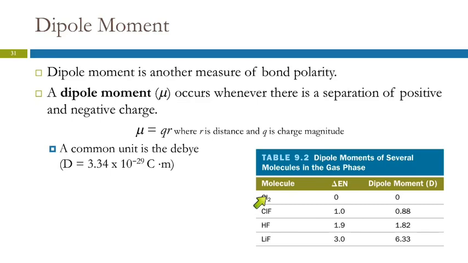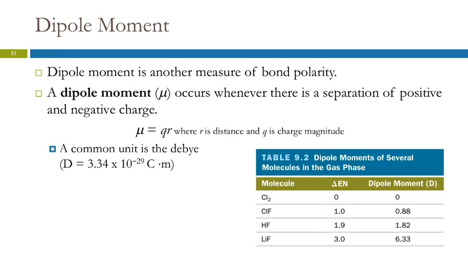So here's a table showing some different molecules, and we can look at the difference in electronegativity between the two elements, and we can also look at the dipole moment. So a chlorine molecule, we have two identical atoms. Is one going to be more attractive to the electrons than the other? No. So there's going to be perfect equal sharing between those two atoms. The difference in electronegativity is 0. The dipole moment is 0.